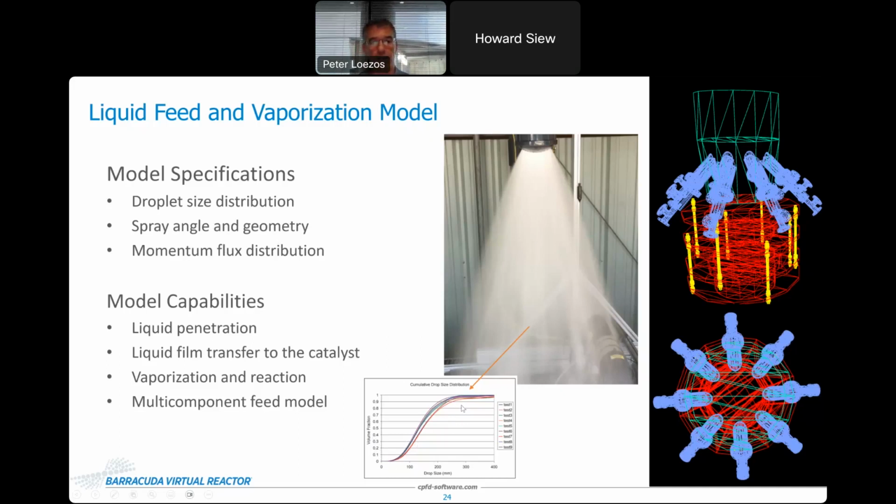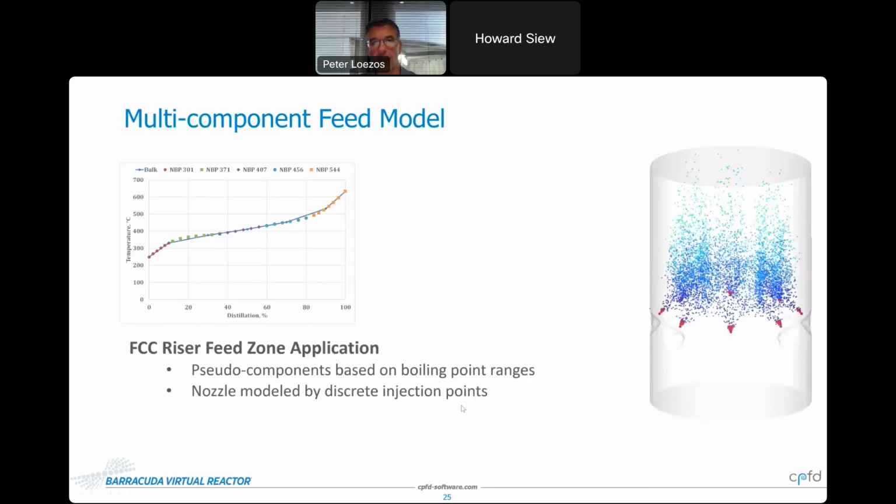So what are the model capabilities? We're able to model liquid penetration, liquid film transfer to the catalyst, vaporization and reaction. We also provide a multi-component feed model. So let me touch on this multi-component feed model.